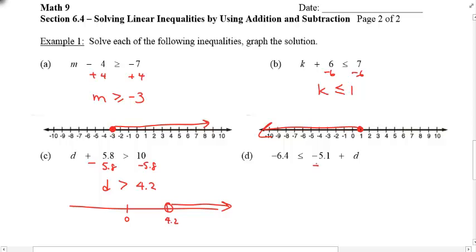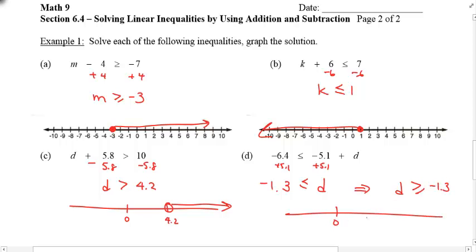This last one here, add 5.1 to both sides. Negative 6.4 plus 5.1, that's subtracting, so negative 1.3 is less than or equal to D. This one's interesting. Usually the variables are on the left-hand side, and this is on the right. So if I were to rewrite this on the left-hand side, that means D is greater than or equal to negative 1.3. And therefore, once again, if I draw this, negative 1.3 is over here to the left of 0. I have a solid dot because there's an equal sign and it's going to the right.